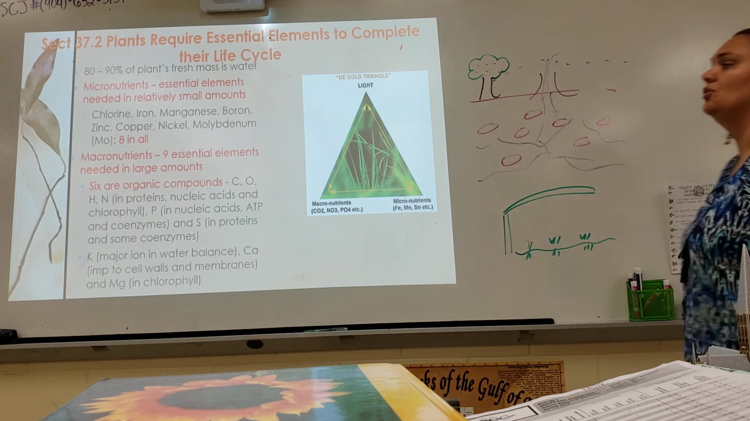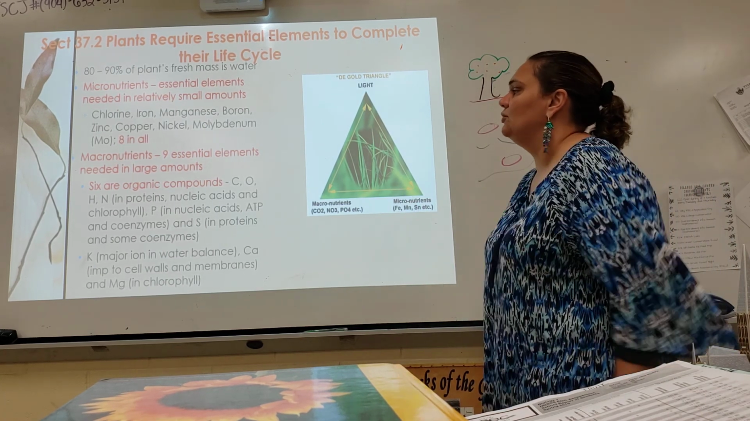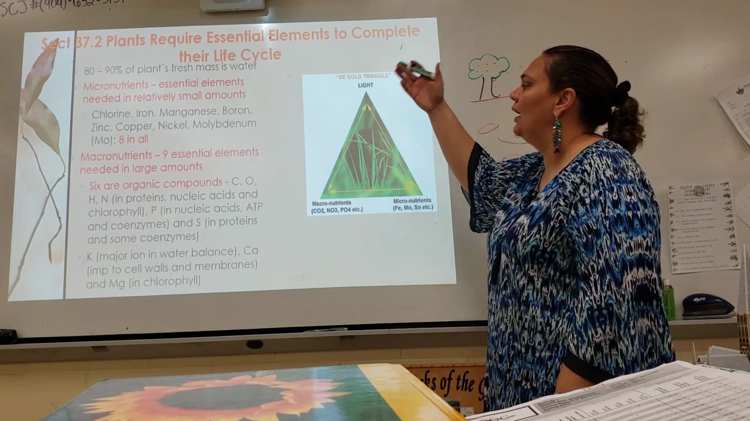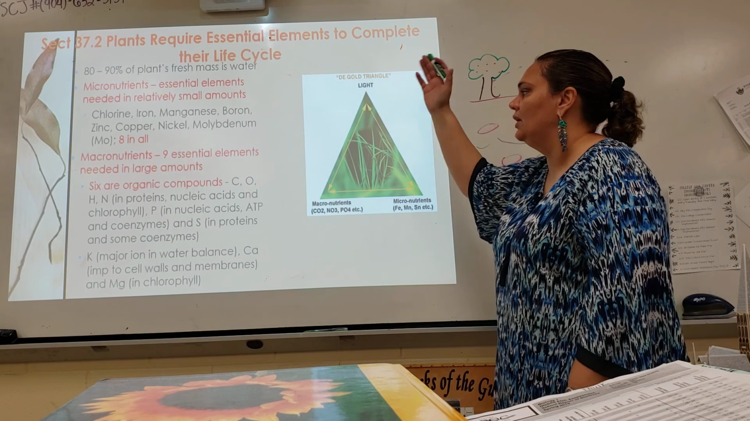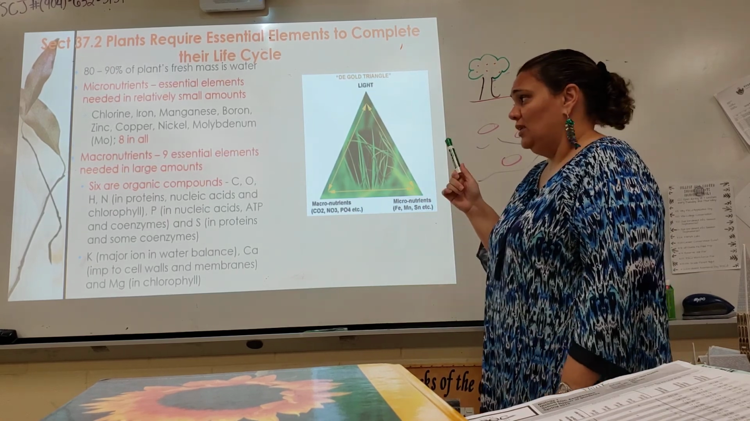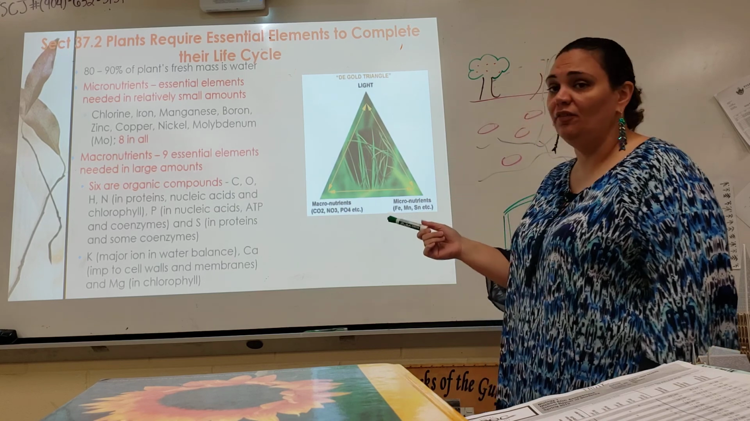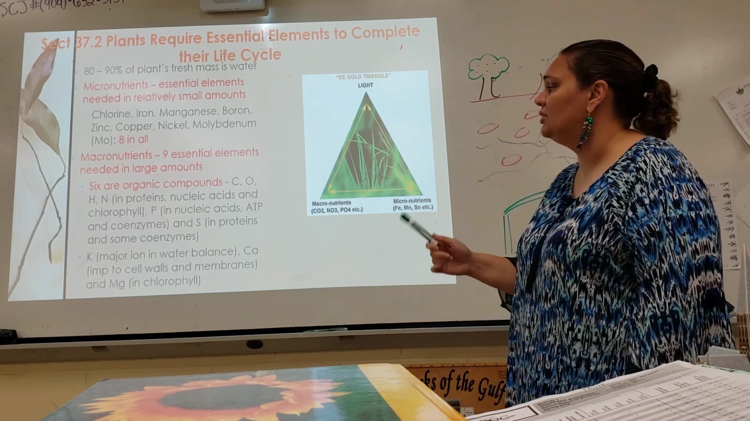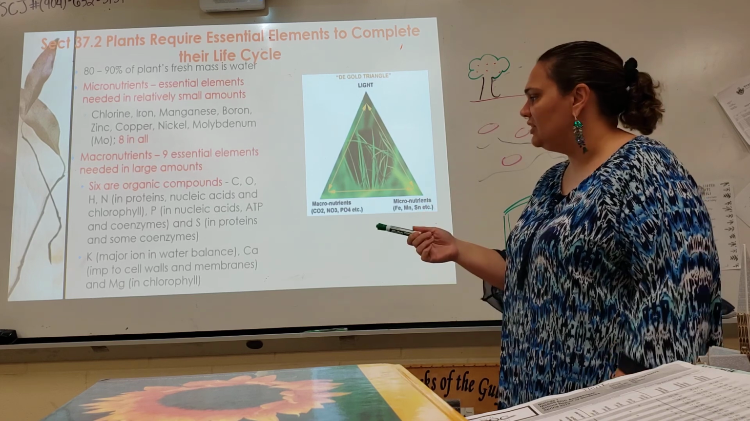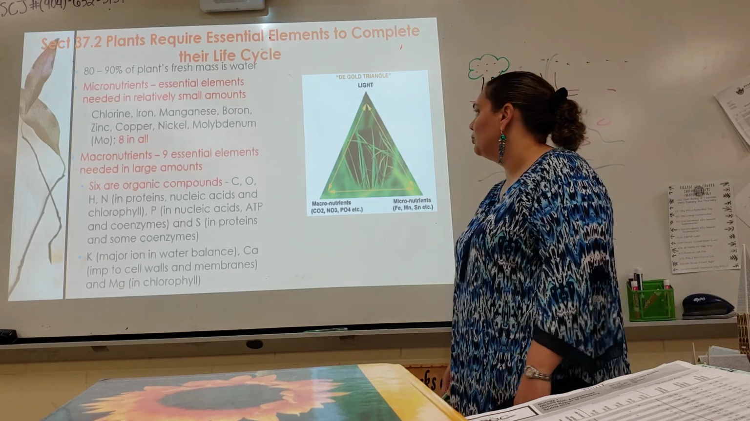Micronutrients are nutrients you need in small amounts, macronutrients are nutrients you need in large amounts. There are 8 micronutrients: chlorine, iron, manganese, boron, zinc, copper, nickel, molybdenum, Mo. That's a fun one to say. And then 6 are very much macro: carbon, oxygen, hydrogen, nitrogen, phosphorus, and sulfur. Those are the big ones. Obviously, potassium and calcium are also incredibly important.